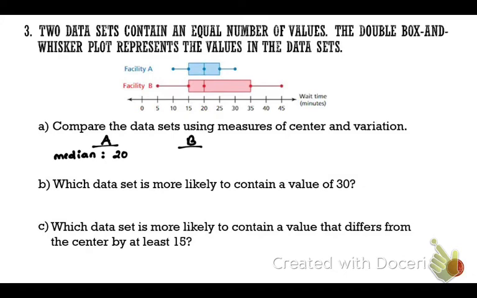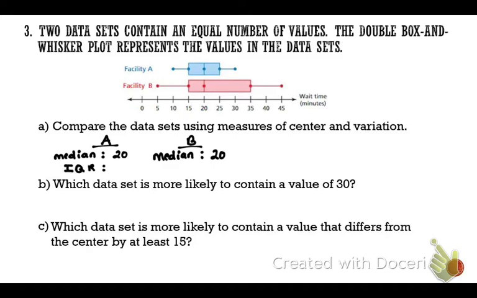Jocelyn, what is the median of facility B? Remember, you're looking for the middle number in the box, or the dot that's in the middle of the box. Also 20, okay? So it looks like when we're comparing here in just a minute, they're going to have the same measure of center. Let's talk about the IQR.